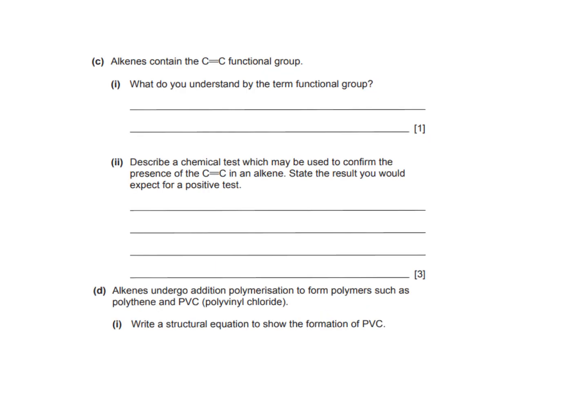Alkenes contain the C double bond C functional group. What do we mean by the term functional group? Well, it's just the reactive part of the molecule. For the alcohols, it's going to be the hydroxyl group. For carboxylic acids, it'll be the carboxyl group. That one, or we could do it that way instead.